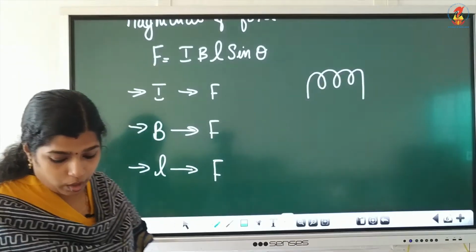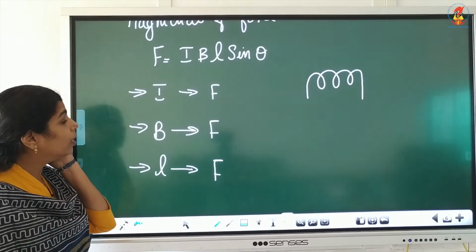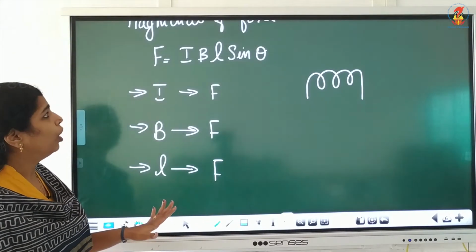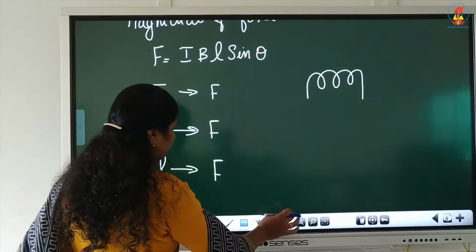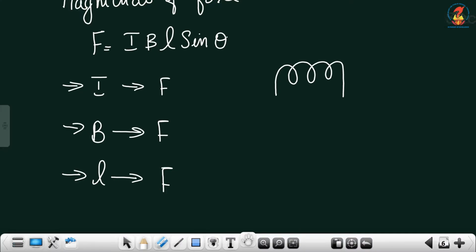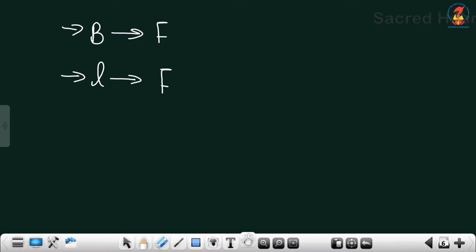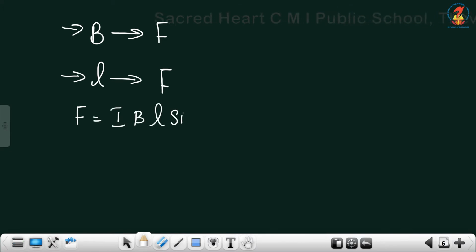Okay. So, now there is no need of deriving this equation, only the final equation we need to study. Here I wrote an equation like this, F equal to I B L sin theta. Theta is the angle between the current carrying conductor and the magnetic field.